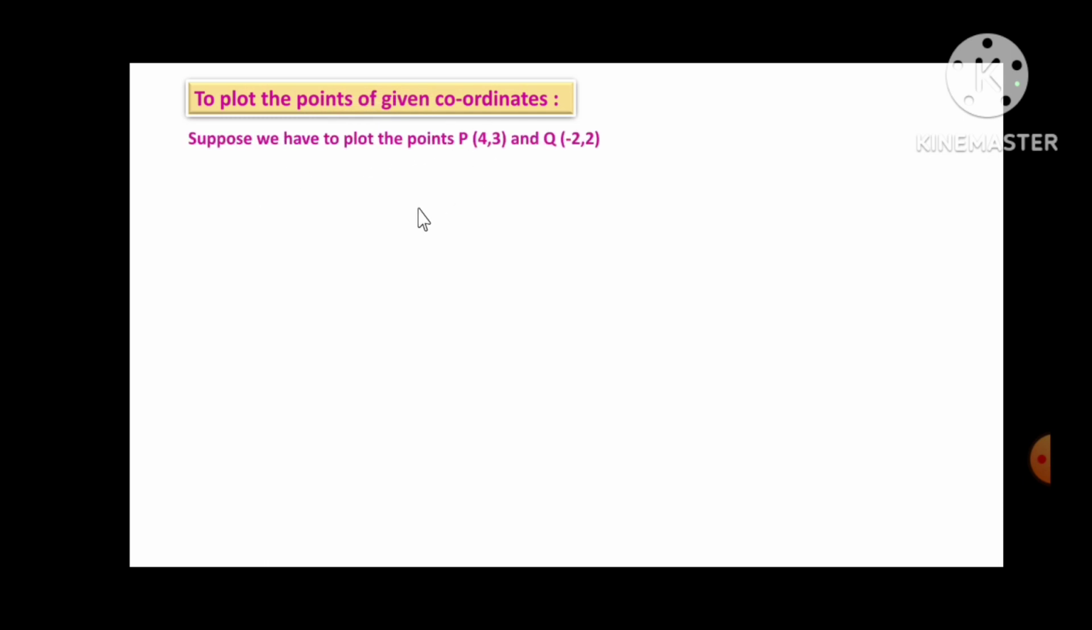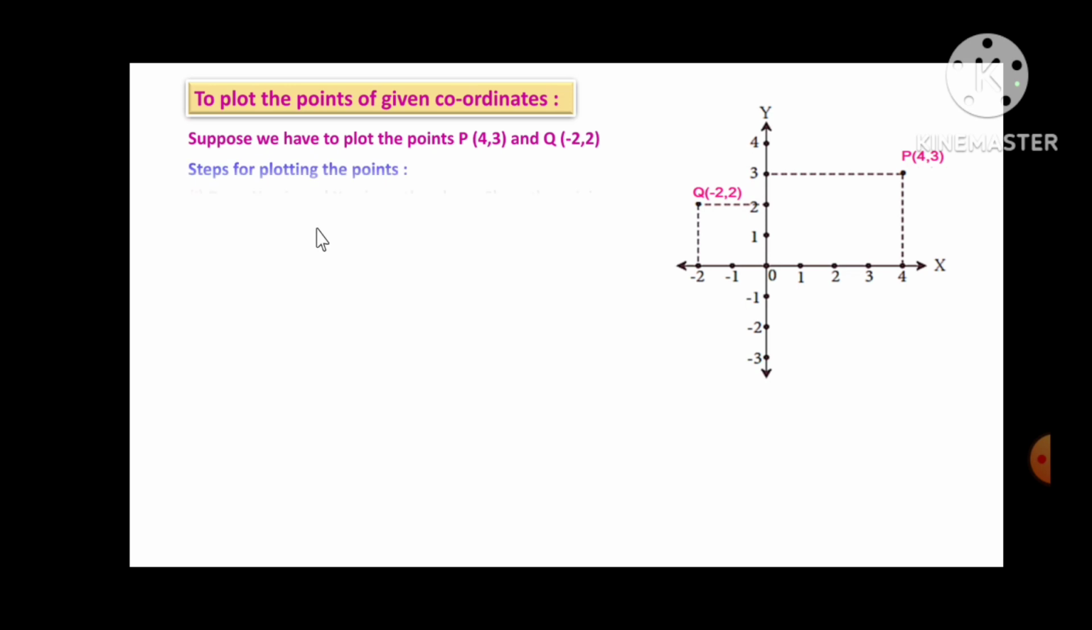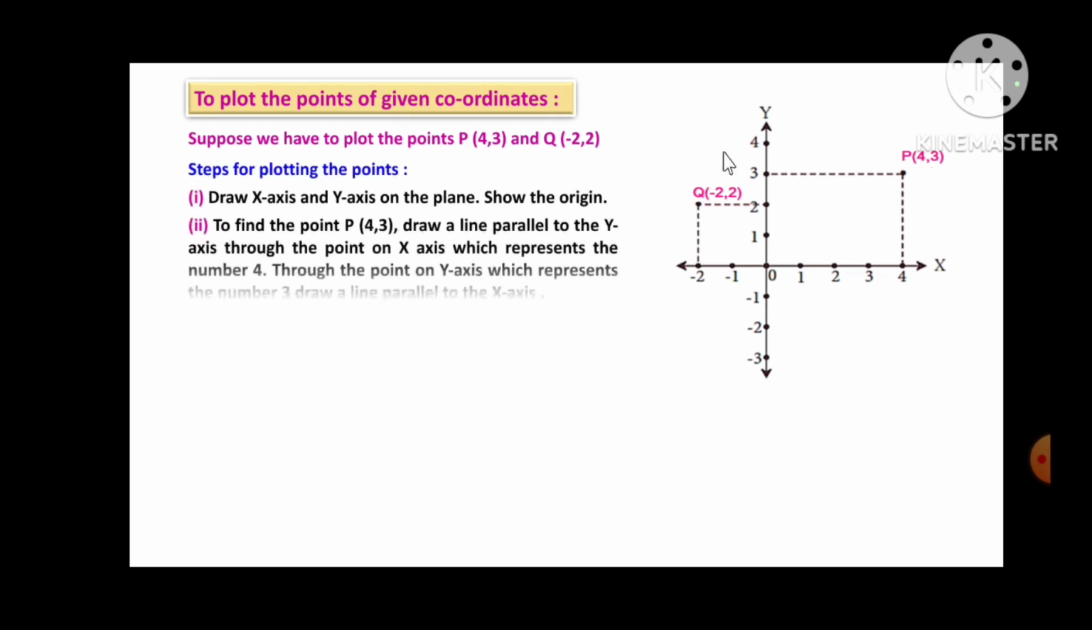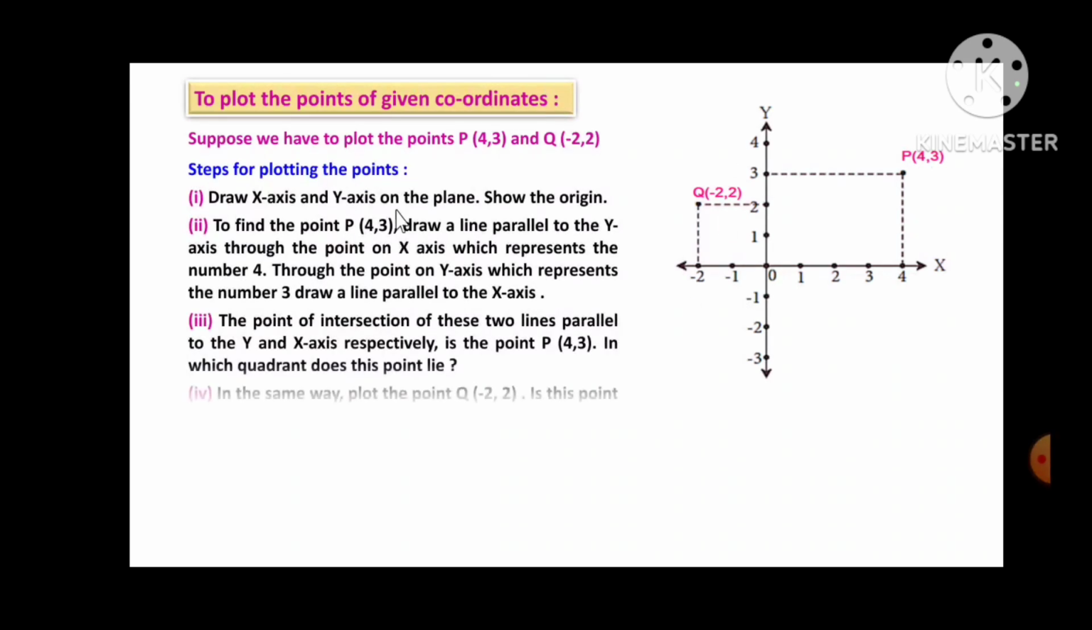Now, to plot the points of given coordinates. Suppose we have to plot the points P and Q, where the coordinates of P are (4, 3) and Q is (-2, 2). So friends, you can see here the steps for how to plot these points. Draw the x-axis and y-axis in the plane. It can be seen here, the x and y-axis.